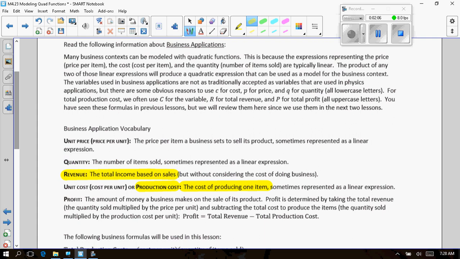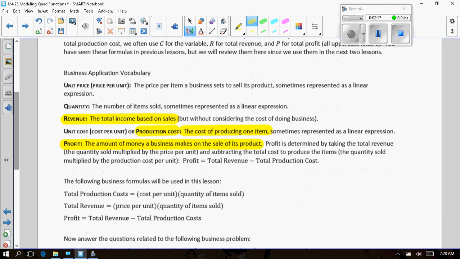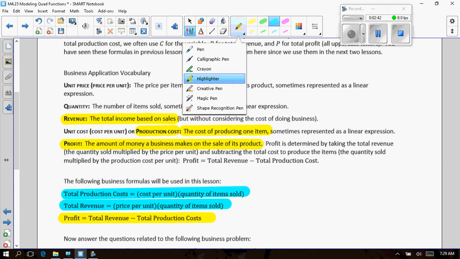And then profit. Profit is the amount of money that you get once you have sold this product. So it deducts, it reduces the amount that it costs to make the item versus the items that were sold. Profit is this lovely little formula right down here. We also have a couple other things: we're going to have to take the cost per item times the quantity of items sold, and our revenue is going to be the cost per unit and the quantity of items sold. Those are the vocabulary terms we're going to need for our class today.